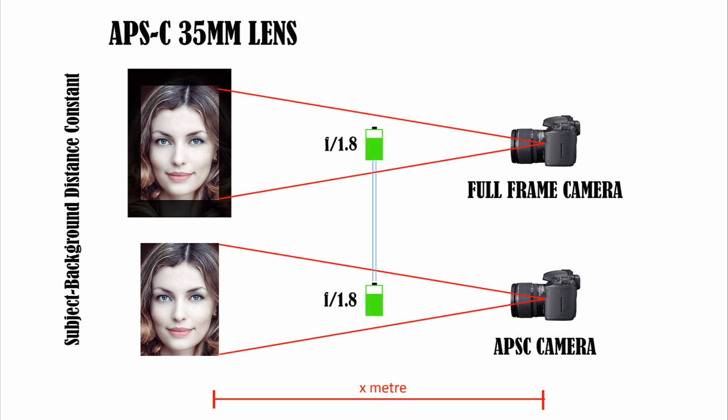Due to the crop factor, the full frame camera will get a cropped image and the field of view of the full frame camera will be roughly equivalent to that of the APS-C camera. Therefore, the bokeh amount will be roughly the same on both cameras.